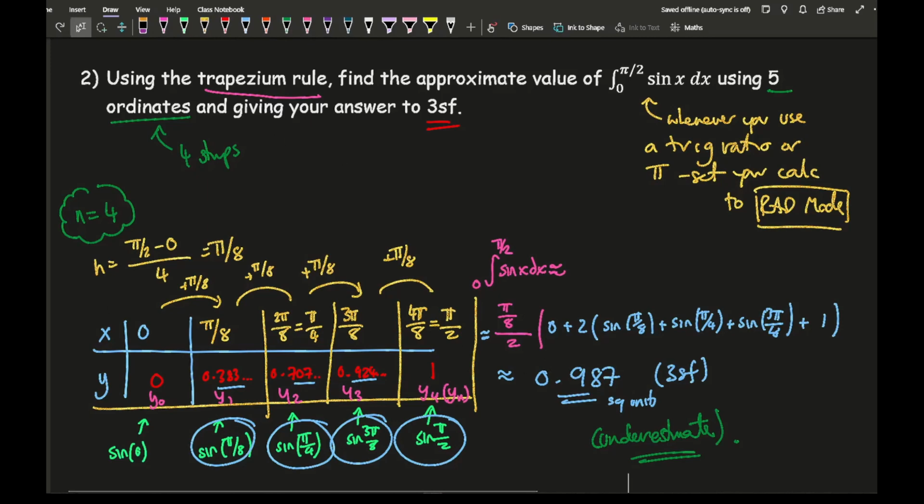Now, I will put some practice questions in the description below, along with the answers to check. You will find that a lot of these questions are very, very similar. The only thing that changes is the number of strips, the function, and maybe how they want their answer. But it definitely takes a bit of practice. If anything, it's getting you practice, use your calculator, use your accuracy, and just make sure you're not making any silly mistakes.